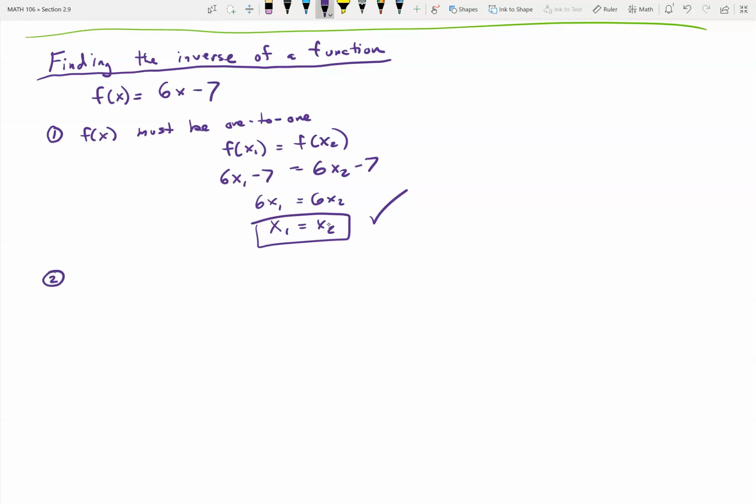Okay, so now we're going to go ahead and find the function. So here's what we're going to do. We're going to replace f of x in the equation with y. All that means is we're just going to make it an equation. y equals 6x minus 7.